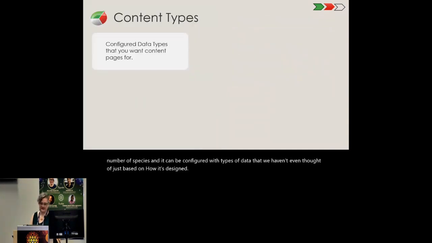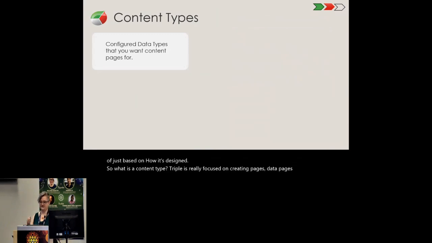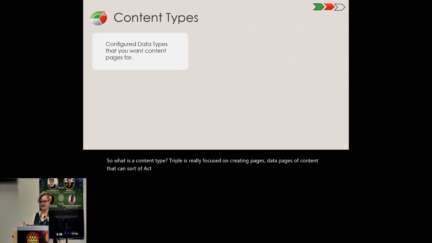So what is a content type? Tripal is really focused on creating data pages of content that can act as dashboards. This is amazing as a way, for example, to create a page about your study and link to that in your paper, instead of trying to put all of the information about your experiment in there. It allows us to link both that metadata with the actual files. You can configure these through the user interface or via code.